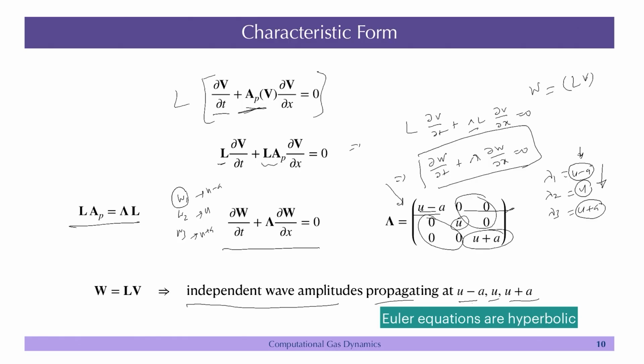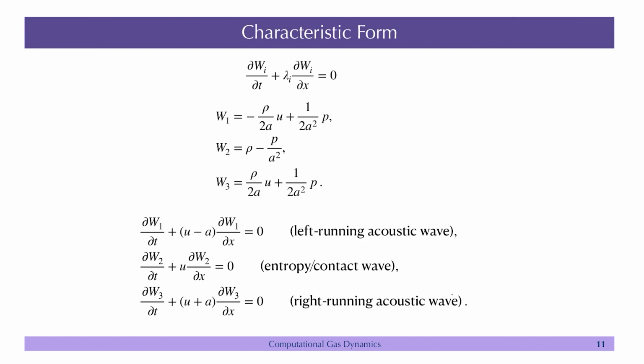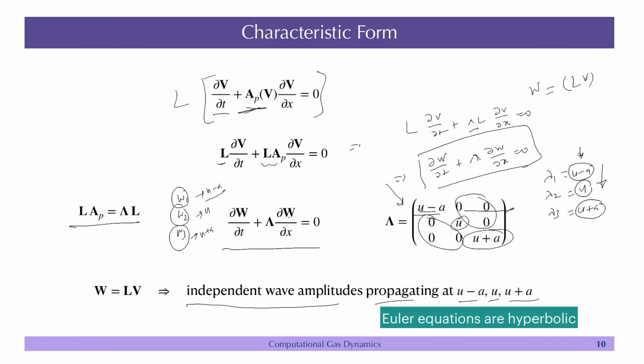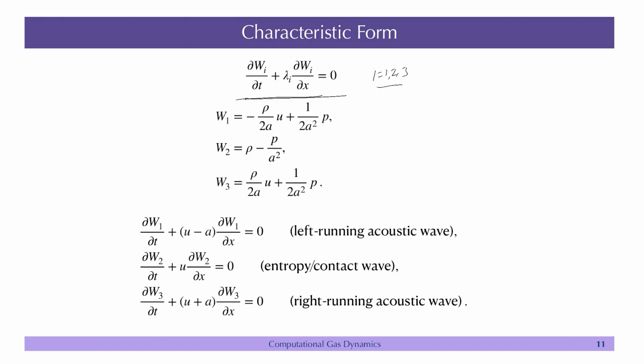So, whatever initial u waveform you have, if you express it in terms of W1, W2 and W3, you can see they are propagating at the characteristic speeds of u minus a, u and u plus a, separately. So, you can write this in the decoupled form like this, with i going from 1 to 3. If you go back and multiply this L into V, you will get the W, and W1 will become like this, W2 is rho minus P by A square, and W3 is basically rho by 2A U plus half 1 by 2 A square P.